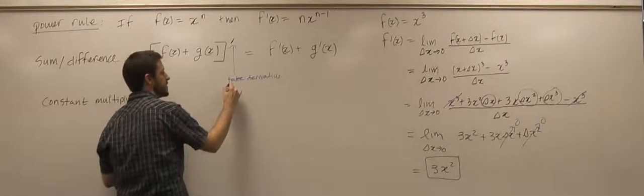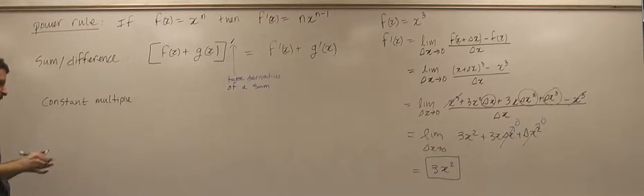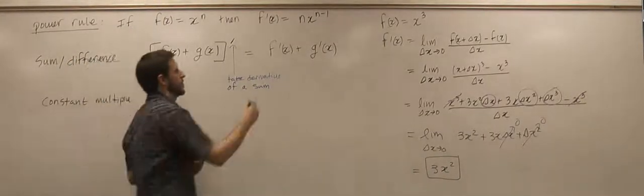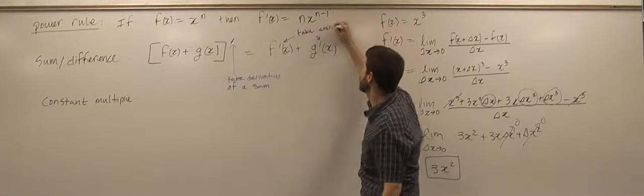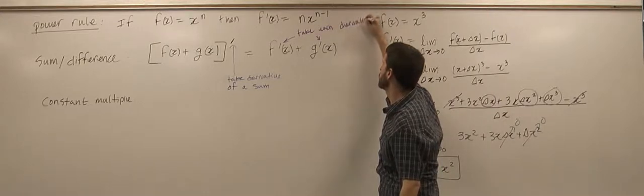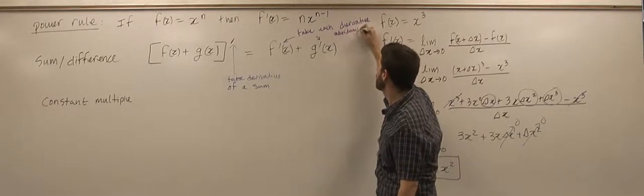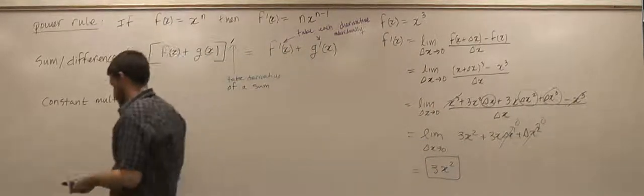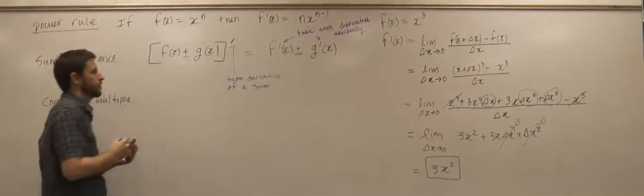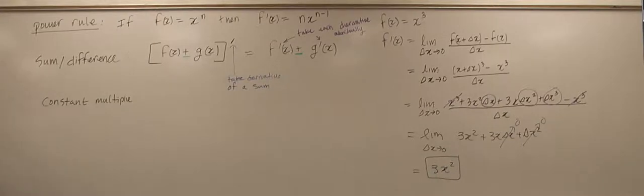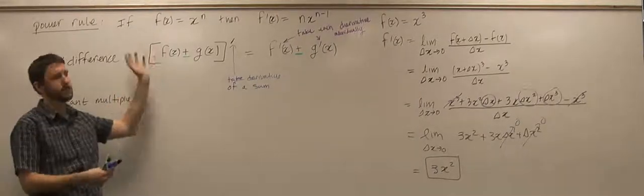So to take the derivative of a sum, you just end up taking each derivative individually. And it's the same thing for minus. There's a minus here. This just comes down to the fact that the derivative is a special type of limit, and limits play nice with sums.